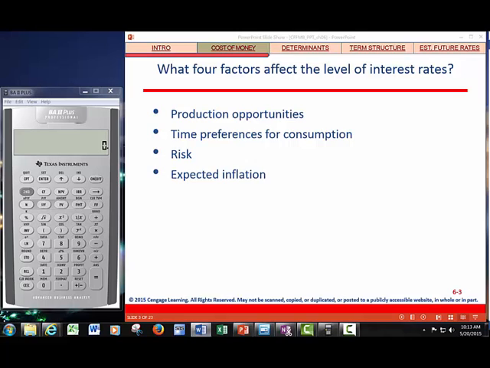Producers' expected returns on their business investments set an upper limit to how much they can pay for savings, while consumers' time preferences for consumption establish how much consumption they are willing to postpone, hence how much they will save at different interest rates. Higher risk and higher inflation also lead to higher interest rates.